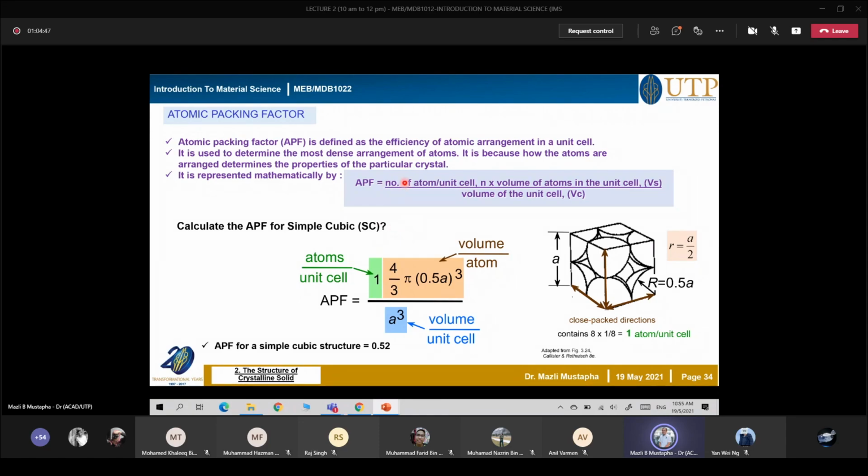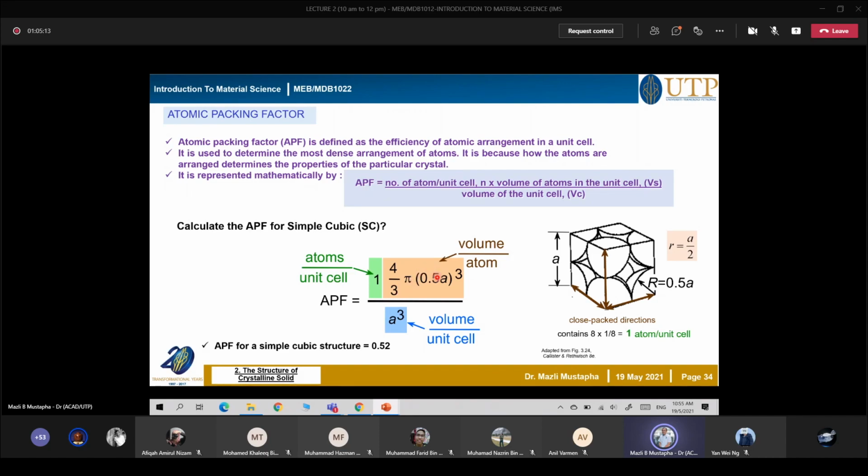So the formula is the number of atoms per unit cell, which we call N, times the volume of atoms in the unit cell. The volume of an atom in the unit cell is just, because they are spheres, the volume formula for a sphere.